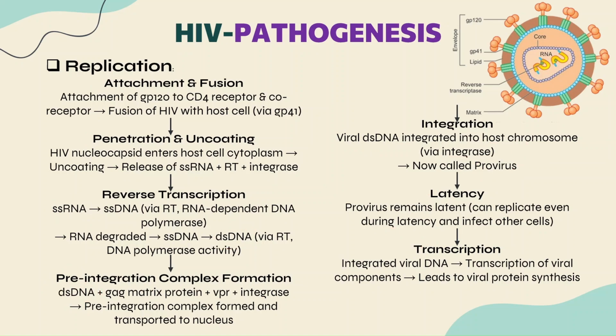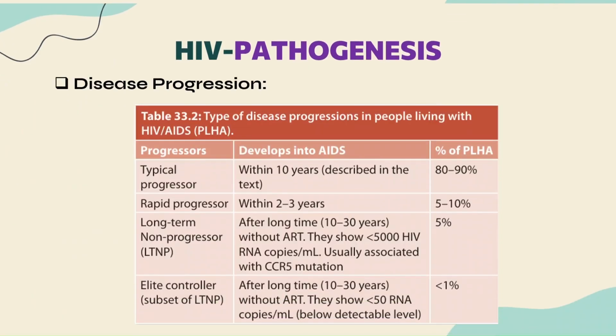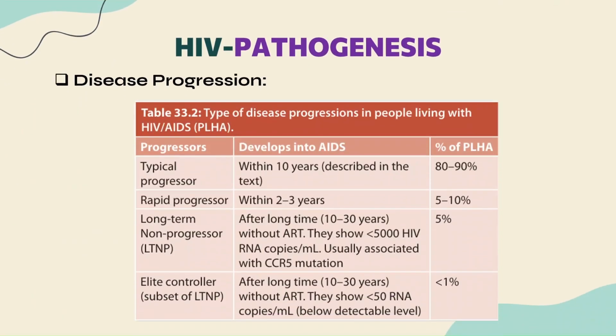Okay. Next topic that we're going to discuss is disease progression, which means that if an individual is infected with HIV, guys, so disease is going to progress differently in different individuals. Okay? So in majority of PLHA, which stands for people living with HIV or AIDS, guys, majority of the cases, that is nearly 80 to 90% of the people, are typical progressors. Which means that in these individuals, the HIV infection will develop into AIDS within a span of 10 years.